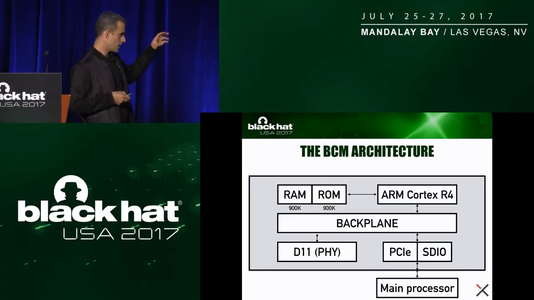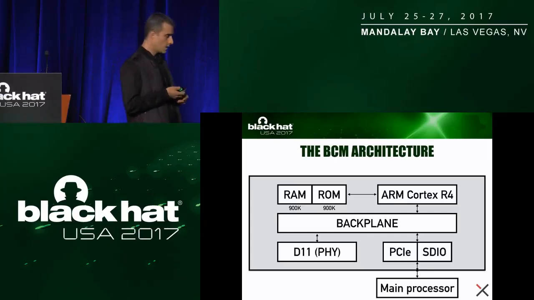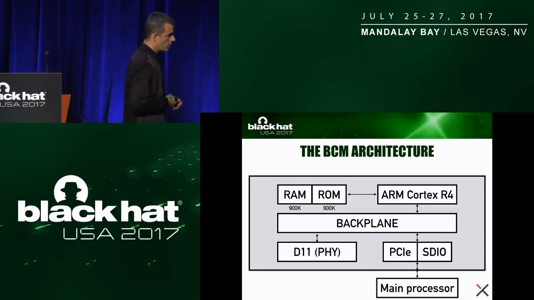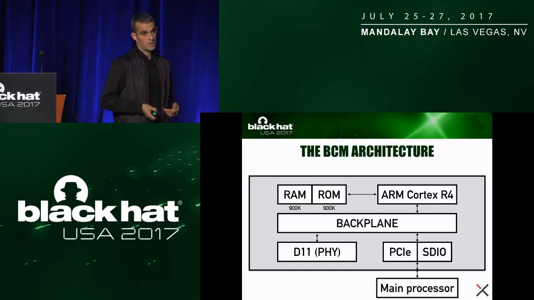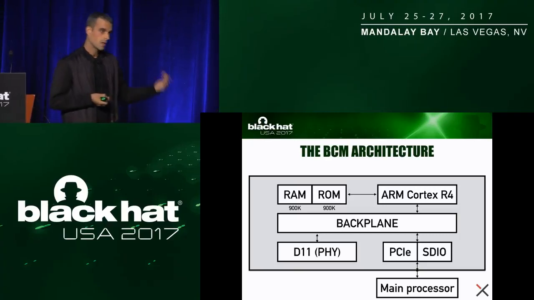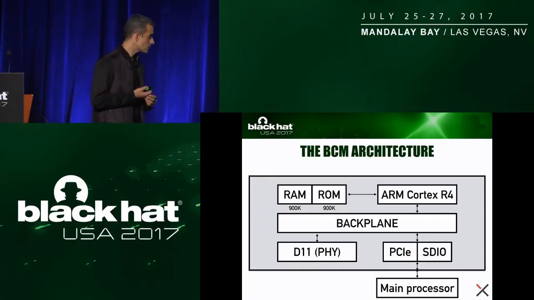Then we have the D11 PHY chip, which handles RF and actually processing packets from over the air. Then we have PCIe or SDIO, which connect this whole system to the main chip, to the main processor. PCIe works via DMA. SDIO is our proprietary Broadcom interface, which is, I believe, slowly being phased out.